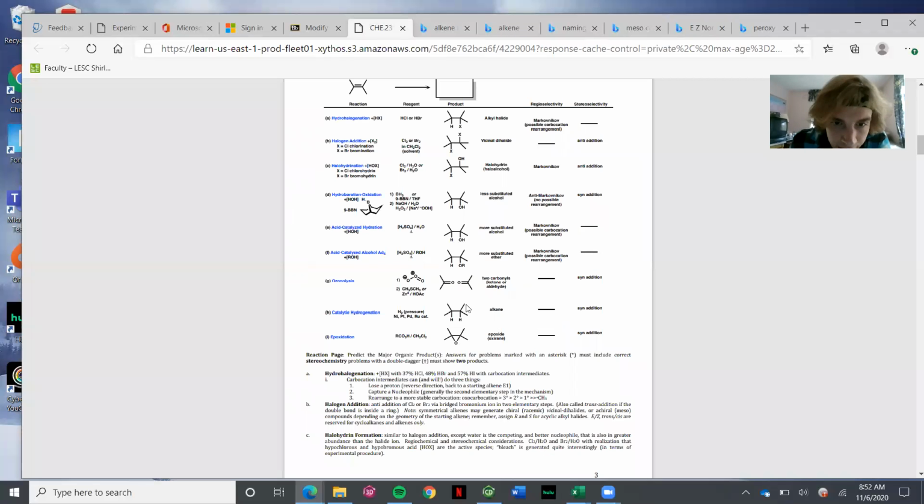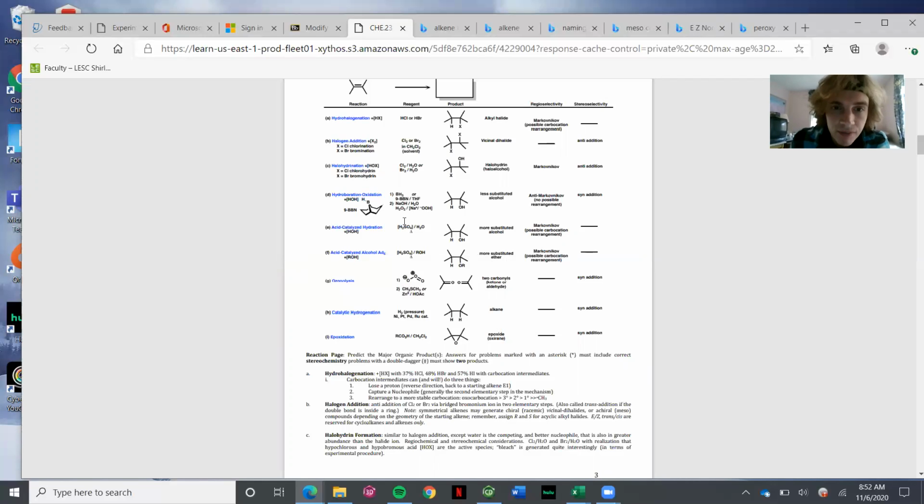Now, let me just make sure I didn't miss anything here. Yeah, catalytic hydrogenation isn't just palladium. Like I said, you can also see ruthenium, Ru, platinum, Pt, or nickel, Ni. And yes, the hydrogens add syn to one another, so they will be in the same stereochemistry plane. So either both dashes, both wedges, or both in the same plane.